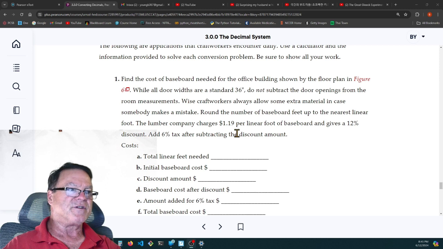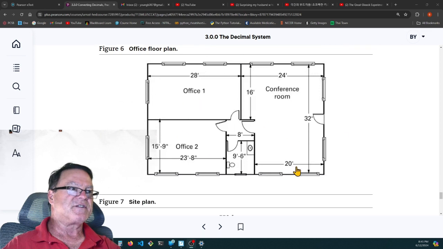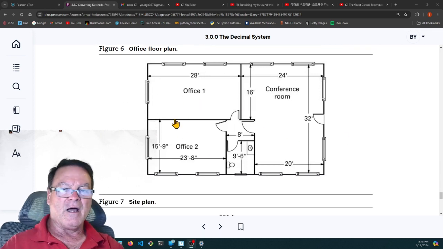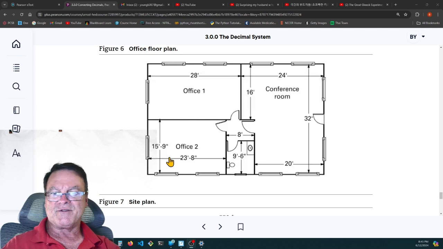The lumber company charges $1.19 per linear foot of baseboard and gives a 12% discount. At the end, add a 6% tax after subtracting the discount amount. So here's figure 6. This is an office building. We'll figure this out together. If you did this on your own and you come up with an answer that's slightly different, within $15, $20, I'd say you did a pretty good job.